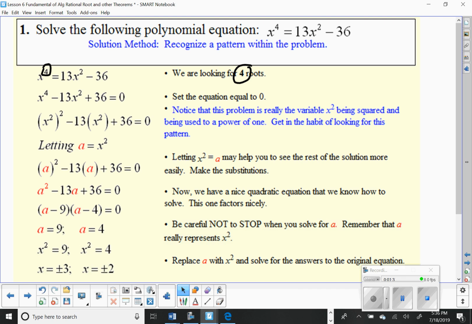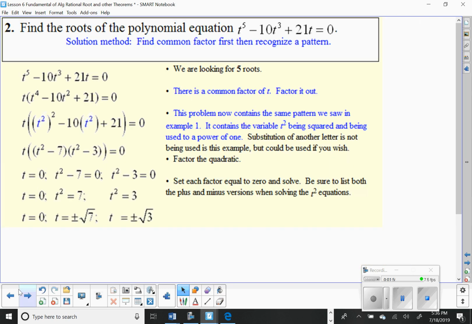It happens a lot. So if we let a equal x squared, then we can rewrite it. Then it's easy to factor. Once we factor it, we can replace the a with x squared, and we find that our answers are plus or minus 3 and plus or minus 2. Again, if you need to, you can come back, pause the video and look at this, or just read through your notes. The second thing, well, find a common factor.